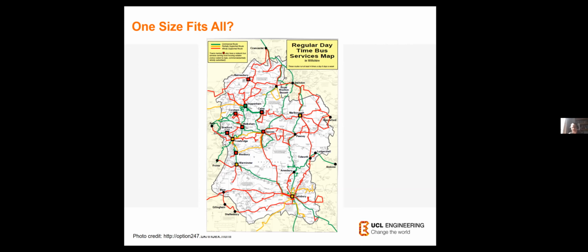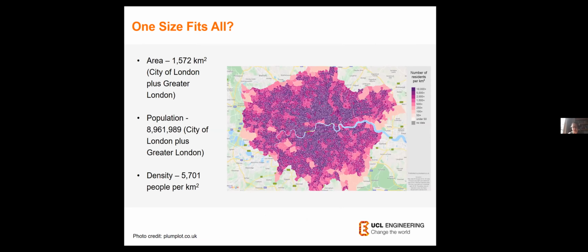So one of the questions is why? Why is it so difficult? Do we just need to create more bus routes? And the answer is actually no. Creating more bus routes won't work, and that's to do with population density. This is the population density of London. The darker the colour, the more people. It has an average population density of about 5,700 people per square kilometre, and it's a population of nearly 9 million in a kind of 1.5 square kilometres.